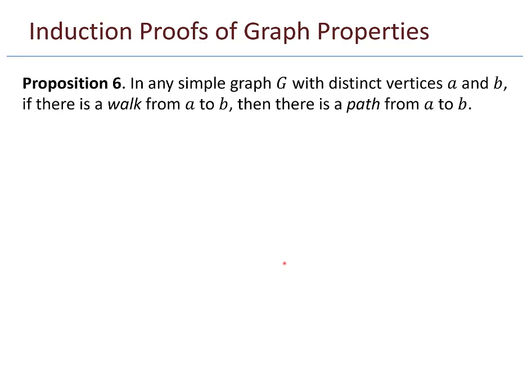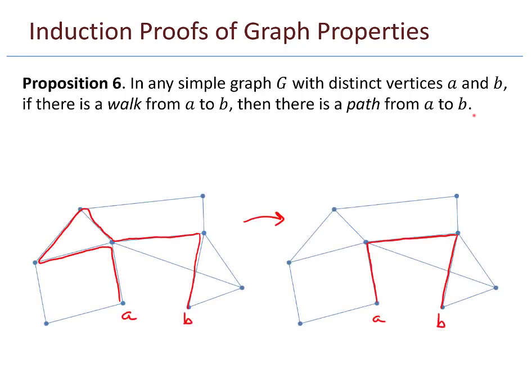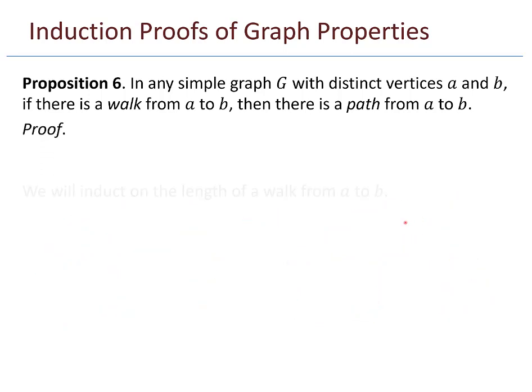Proposition 6. In any simple graph G with distinct vertices A and B, if there is a walk from A to B, then there is a path from A to B. This is an intuitive result. It seems reasonable. If you have a walk from A to B and it kind of loops back on itself, you can get rid of the extraneous cycles and just trim it down to make a path. But remember, this is also the proposition that gave us lemma 1 at the very beginning of this video. Let's see how this works.